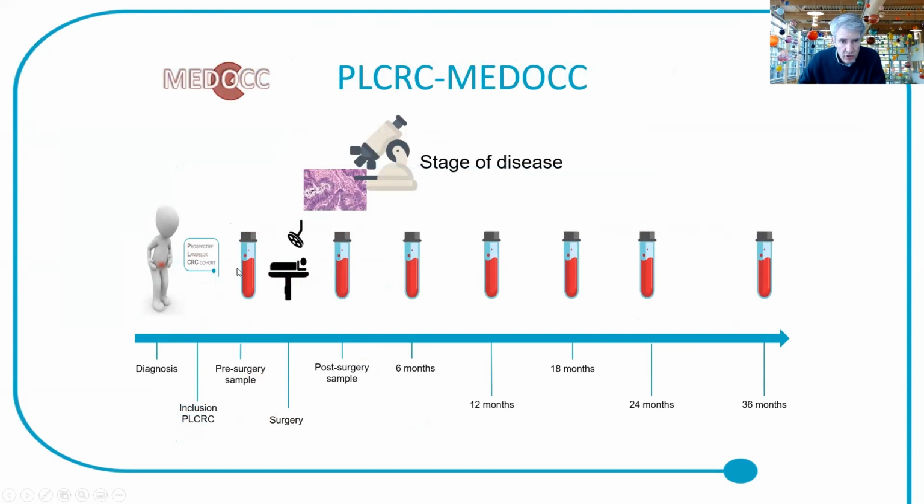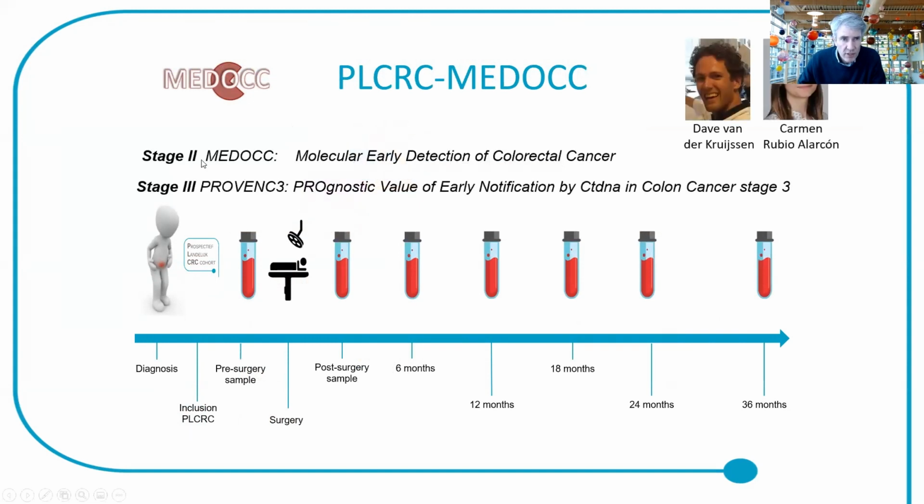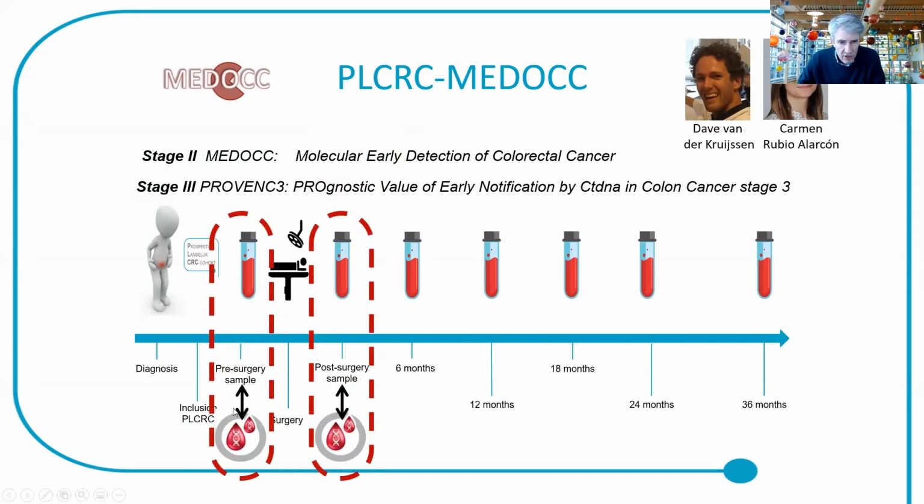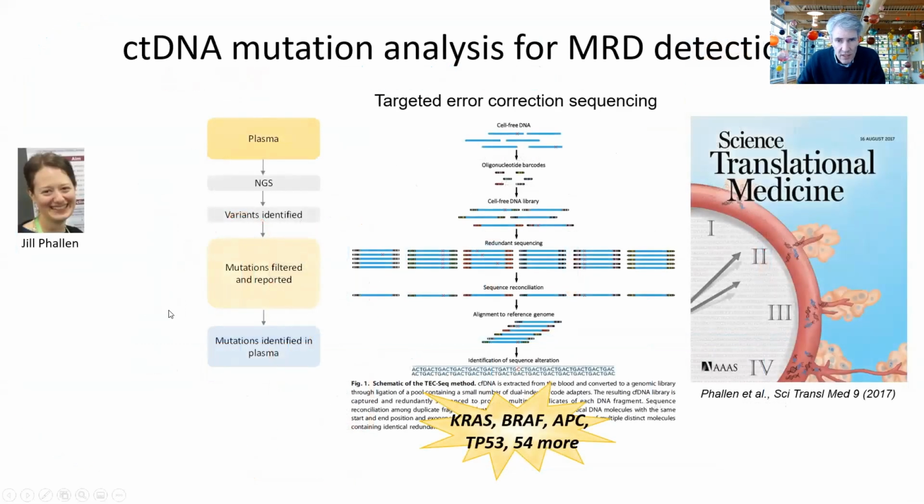We collect blood samples before and longitudinally after surgery. Before surgery, we do not even know whether they're stage 2 or stage 3 patients. So we basically run multiple studies using this procedure. We collect the blood samples and ship them to Baltimore, for instance, to Jill Fallon in the lab of Victor Velculescu, who developed a technology called TAC-seq, and that allows for a very sensitive method to detect oncogene and tumor suppressor gene mutations in the plasma in a number of genes.